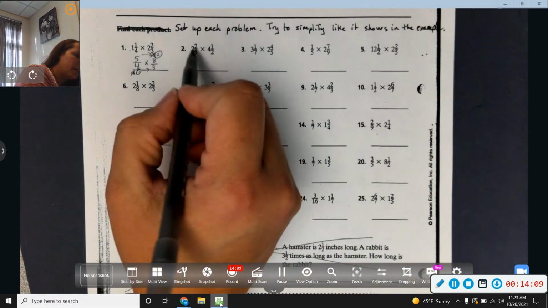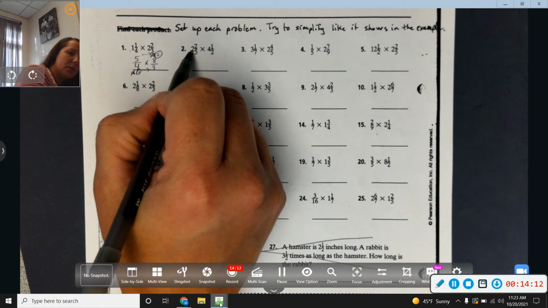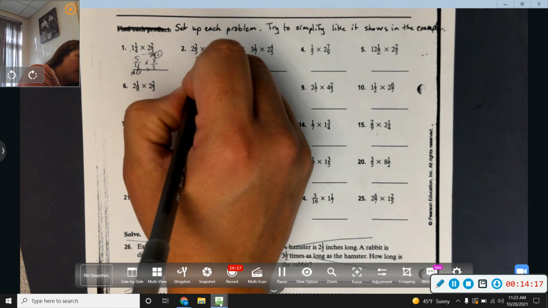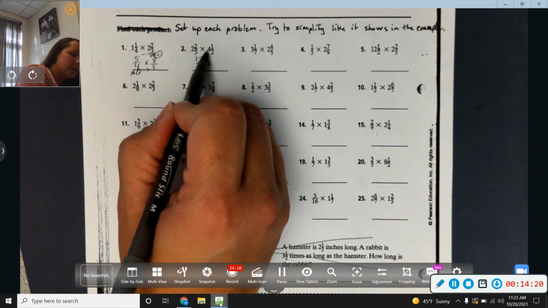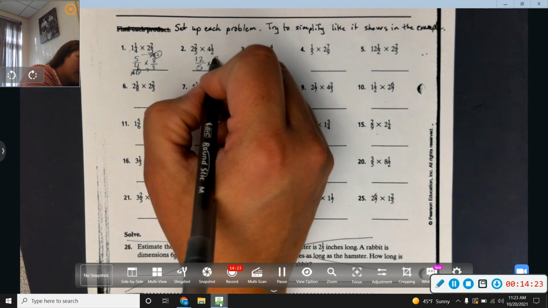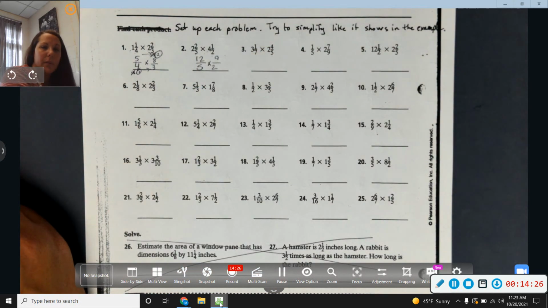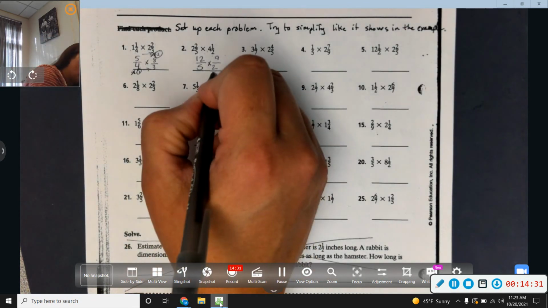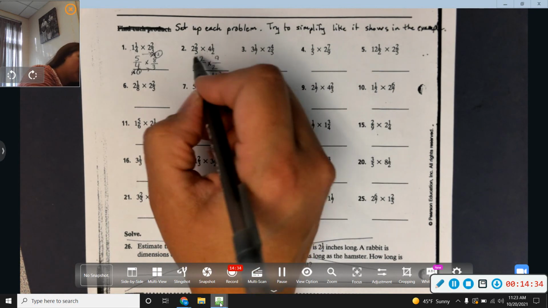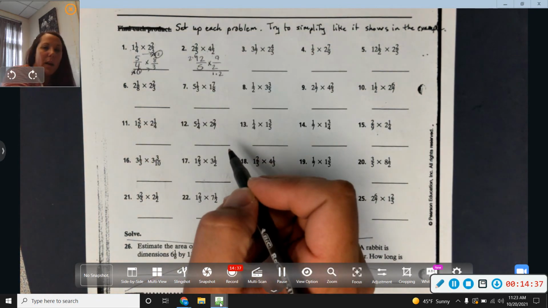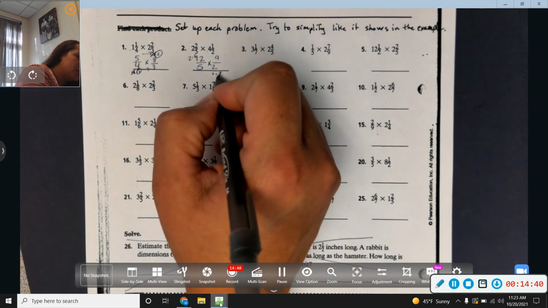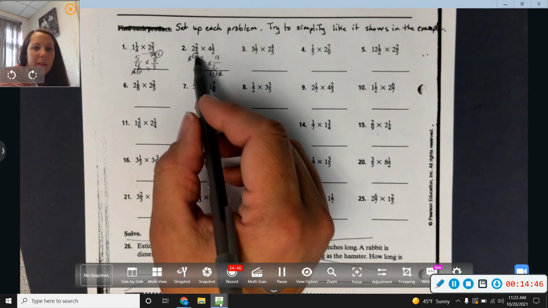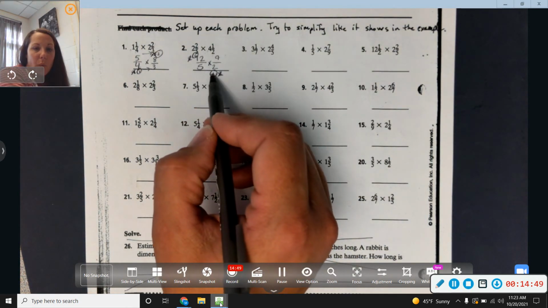Let's set this one up. 5 times 2 is 10, plus 2 is 12 over 5, times 2 times 4 is 8, plus 1 is 9 over 2. I cannot simplify 5 and 9, but I can 2 and 12. So 1 times 2 is 2, 2 times 6 is 12. I can get rid of the 2's because they're the same, and I'm going to keep the other number. So you would have 6 times 9 and 5 times 1. Okay?